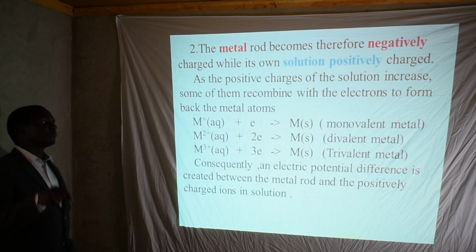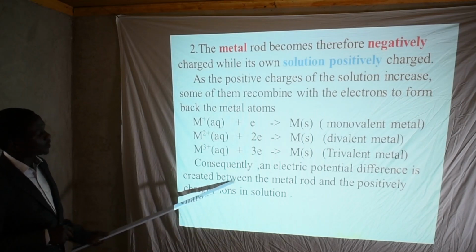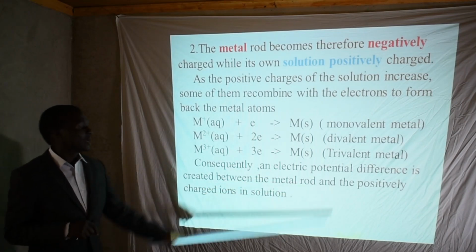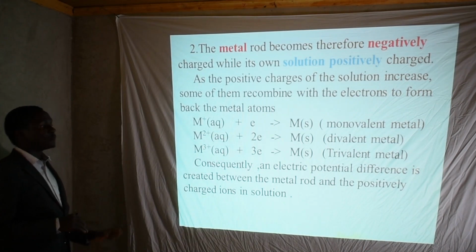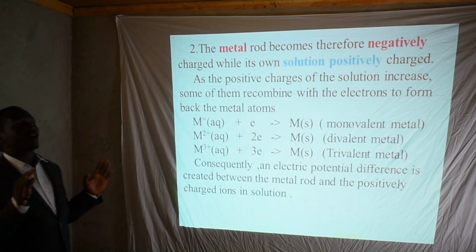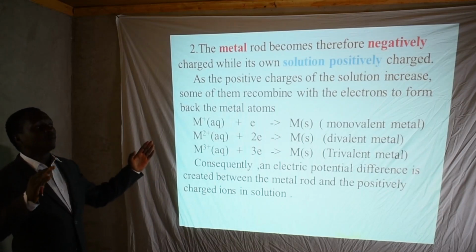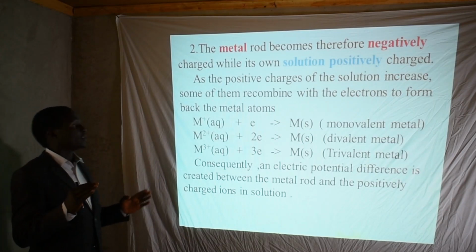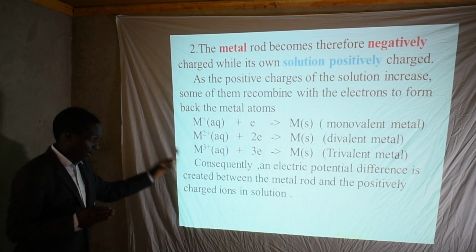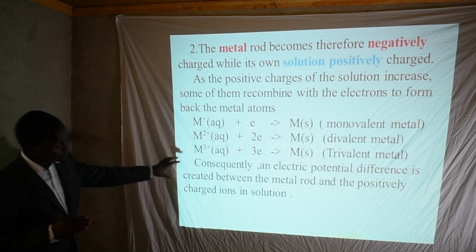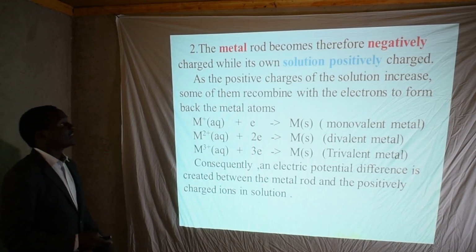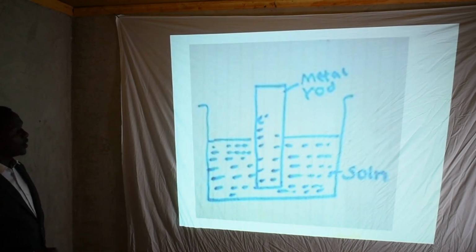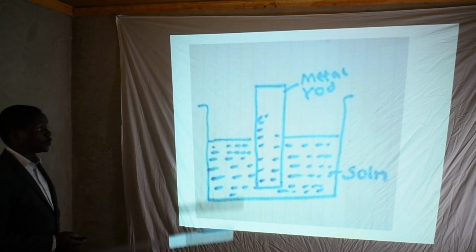Consequently, an electric potential difference is created between the metal rod and the positively charged ion. So we'll have a potential difference, because a potential difference is created when we have a difference. We have positive ions and negative ions. This one now will give us a potential difference. Now let me just use this diagram to let you understand.